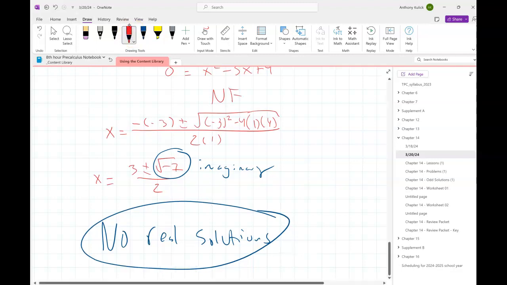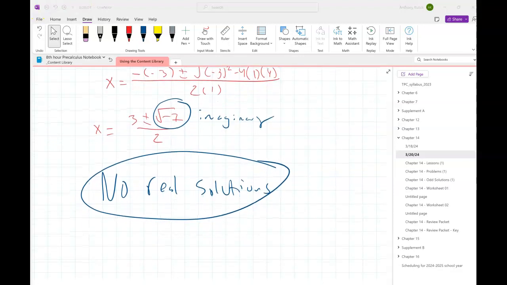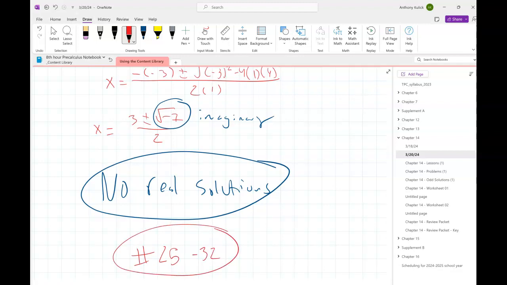That's it. How do you guys feel on this? NBD, right? It's like, give me some of this solving stuff. That seemed pretty straightforward. So for your next homework set, we'll do 25 to 32. And I'm done here for today. I'm going to stop talking.